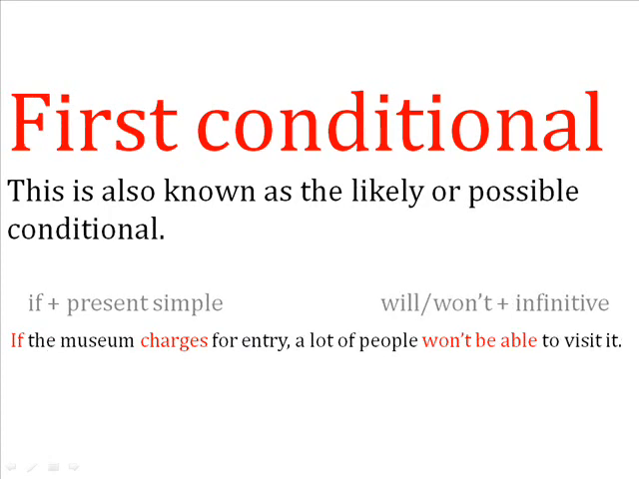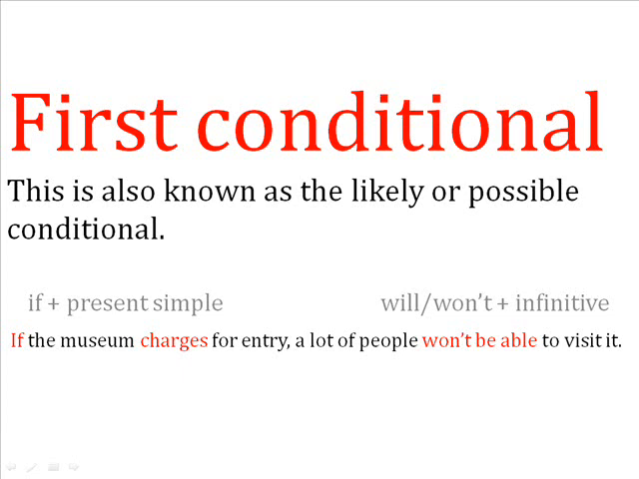Now, the first conditional, which is known as the likely or possible conditional. We use it to describe possible future events or situations and their result. Now, again, in the first part of the sentence, we have if and the present simple verb, while in the second part of it, we use will or won't, depending on whether the second part of it is affirmative or negative, and an infinitive verb. If the museum charges for entry, a lot of people won't be able to visit it.